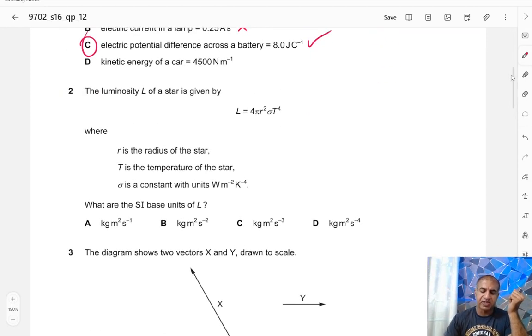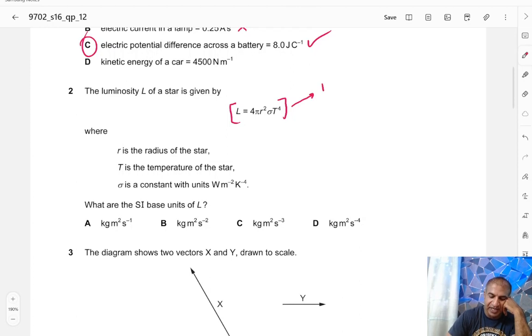The luminosity of the star is given by this expression, which is 4 pi r square sigma t raised to power 4. Basically, this luminosity thing is going to be tested in A2, but right now it has just come like this. Luminosity means total power, so its unit should be watts.